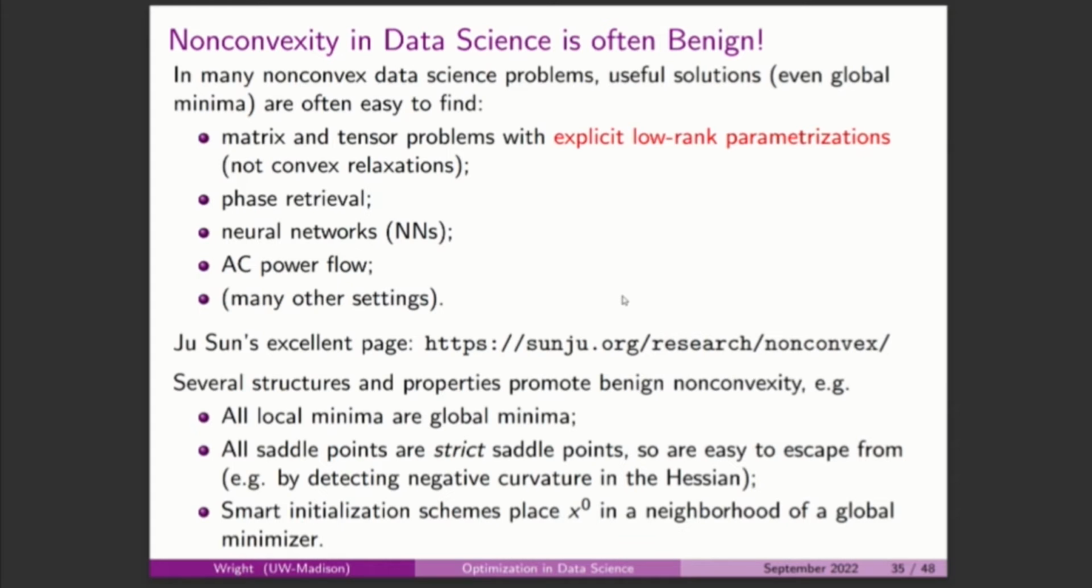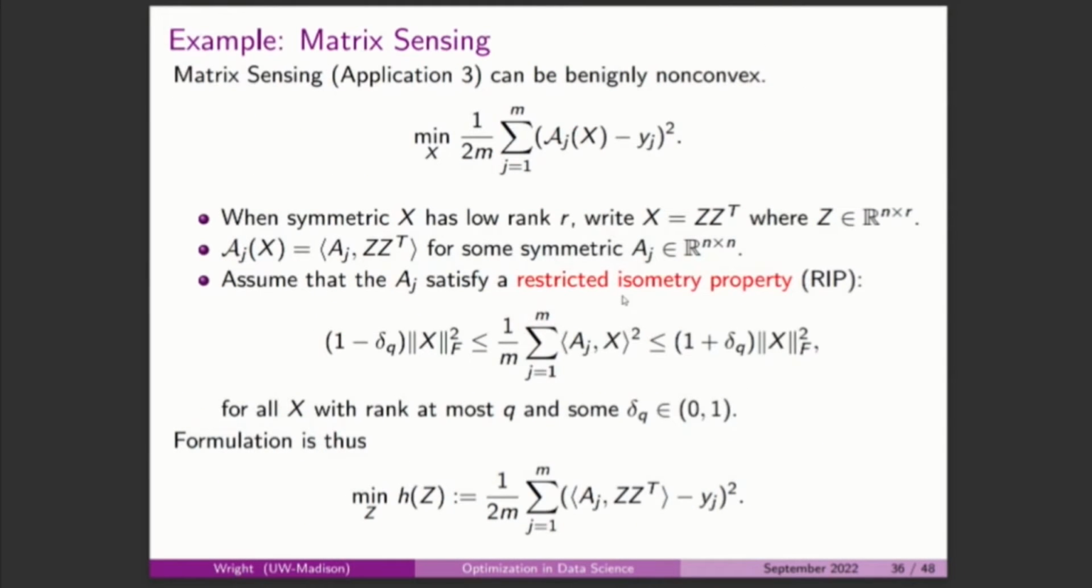And so if you can locate those directions where it's curving down, you can escape from those saddle points. So strict saddle points mean that there are directions of negative curvature at every saddle point, so there is always a possibility of escaping. And the other property that makes these problems easy is that very often it's possible to come up with a smart initialization scheme to figure out a good way of choosing the initial x naught.